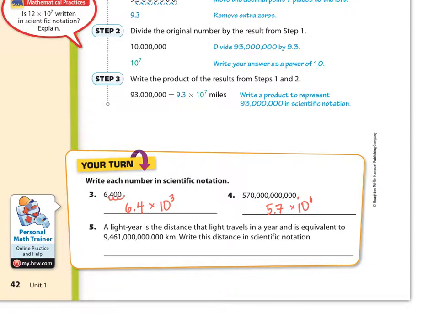Number 5 gives you a little context, but you're still doing the exact same thing. This huge number is the light year, the distance that light travels in a year. So this huge number written in scientific notation is going to be 9.461, since I had to move the decimal point between the 9 and the 4, times 10 to the, let's skip count, 3, 6, 9, 12. So 10 to the 12th power.